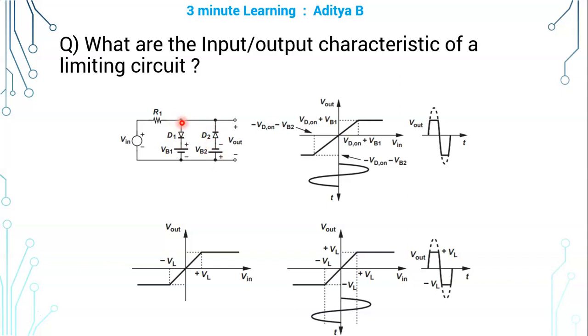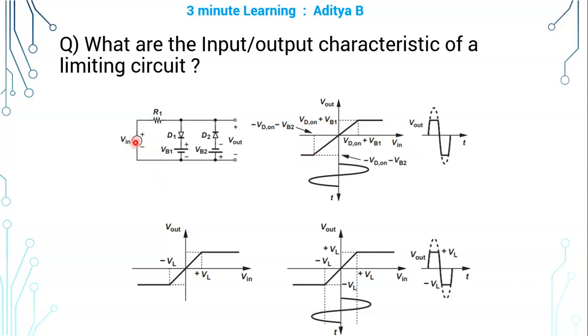D1 is off, D2 is on. It acts as a short circuit or with a voltage source of value 1 diode drop. Output will be equal to minus 1 diode drop minus VB2, which is nothing but this level or this level. As you can see here, minus VD on minus VB2 is here.